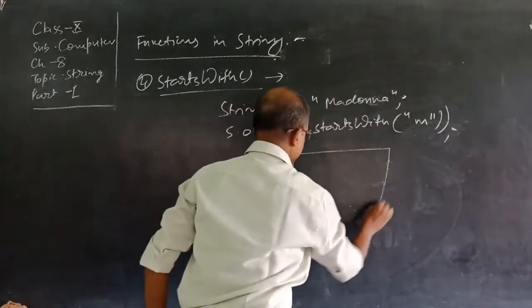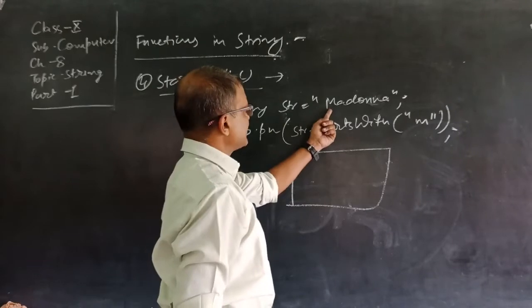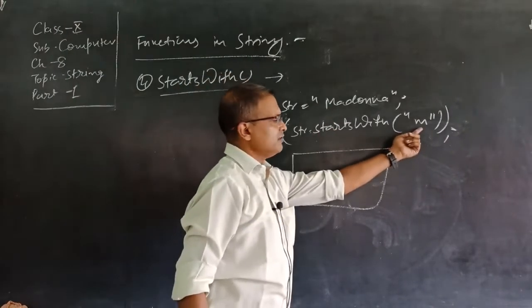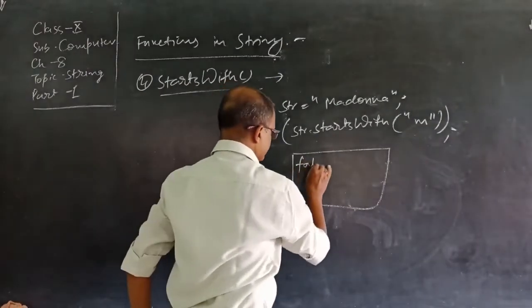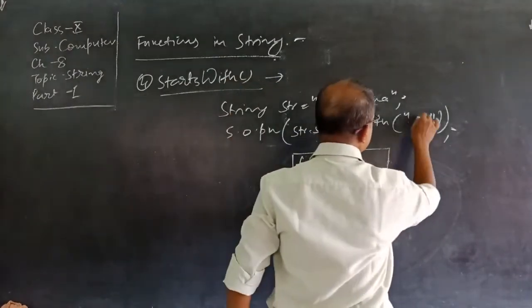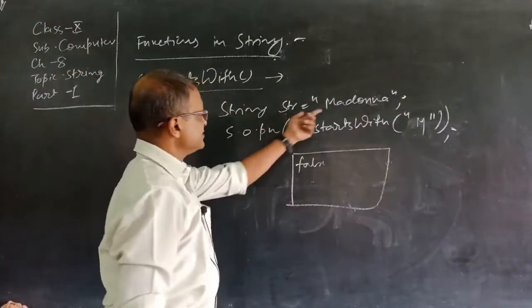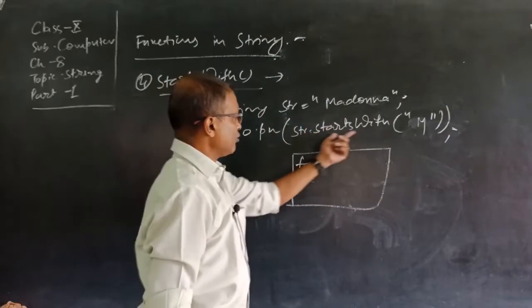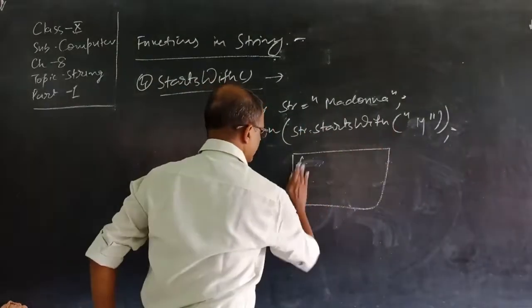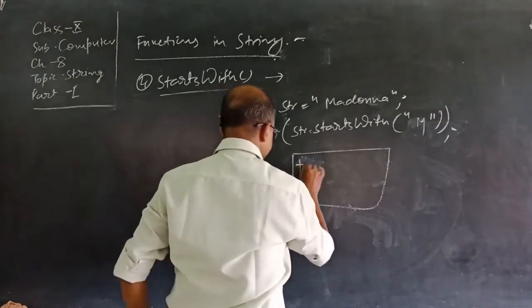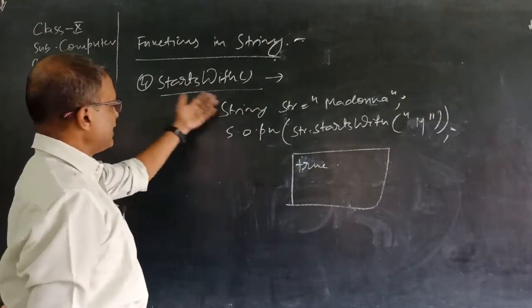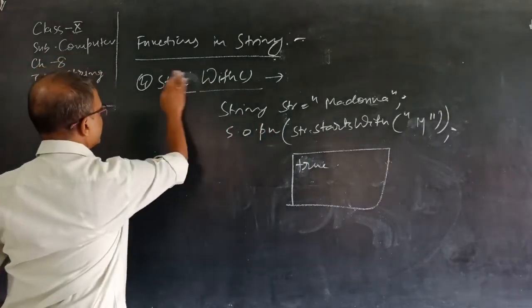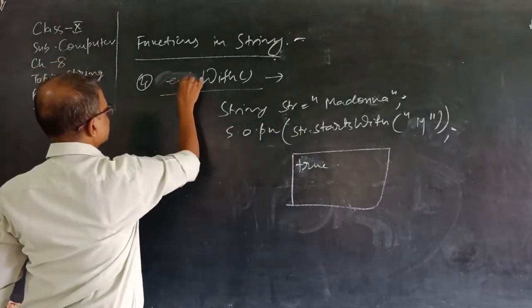What will this function return? Here the string starts with capital M, but you are looking for small m, so this will return false. But if you write capital M here, the string starts with capital M and you are also looking for capital M, so it will return true.